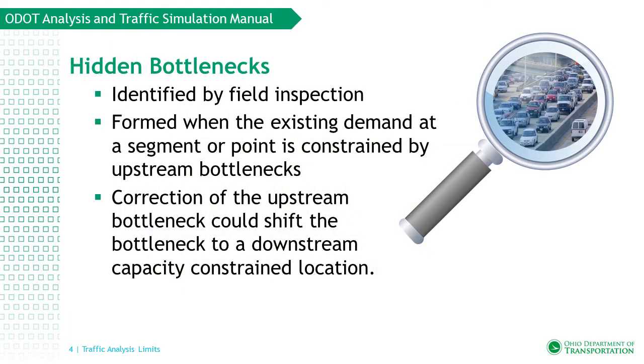The analyst should initially conduct a field inspection to determine the extent of any existing congestion and identify any hidden bottlenecks. The field inspection could involve reviewing video or drone footage throughout the study area. Hidden bottlenecks are formed when the existing demand at a segment or point is constrained by upstream bottlenecks. In such conditions, corrections of the upstream bottleneck by the improvement may shift the bottleneck to a downstream capacity-constrained location.